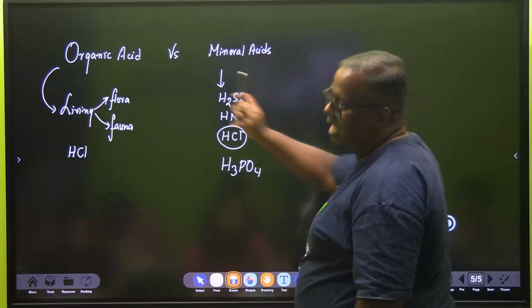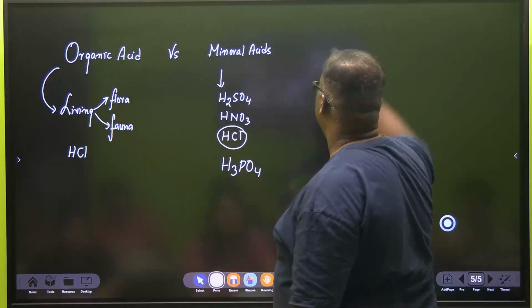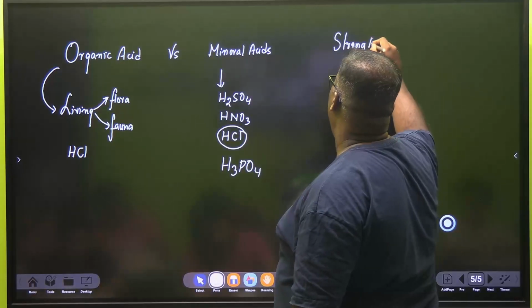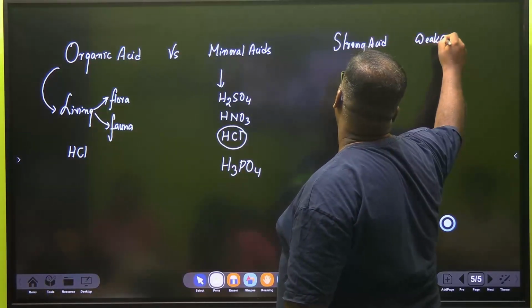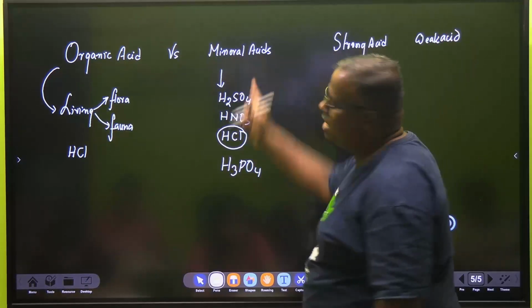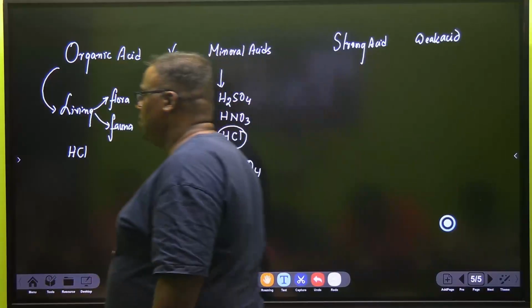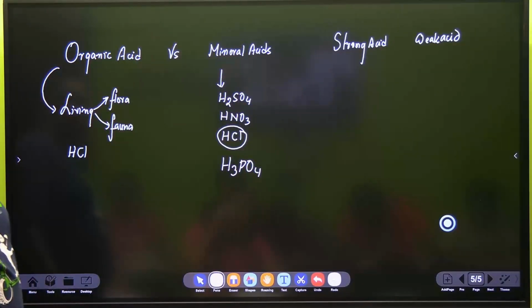This is one class of division. Another class of division is strong and weak acid. Now this is where children majorly goof up. Strong acid and weak acid. Why do they goof up? They think that these are strong, these are weak. That is not the case. This is a completely different classification.